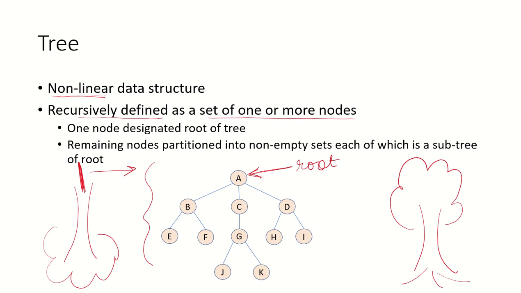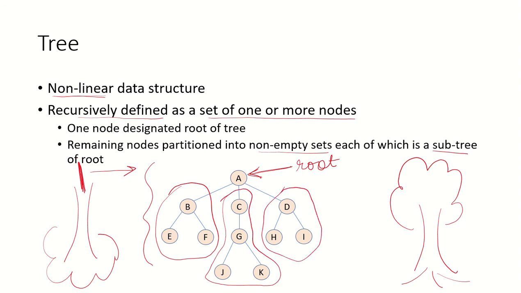The remaining nodes are partitioned into non-empty sets, each of which is a subtree of the root. So this is a subtree of root node A. This again is a subtree of the root node, and this again is a subtree of the root node. You can see that these subtrees are disjoint sets and non-empty as well. We will look more into the terminology of the tree and the different types of tree in the subsequent lectures.